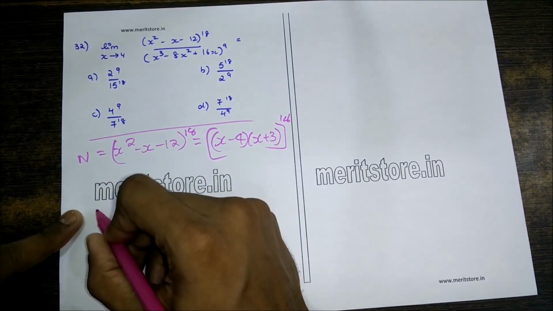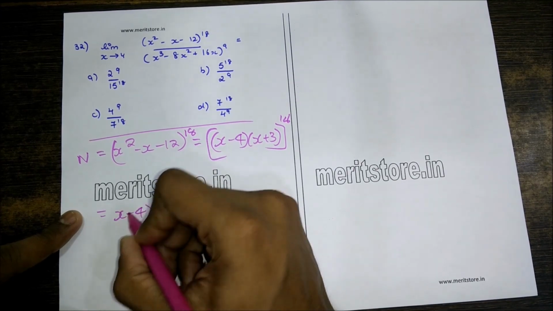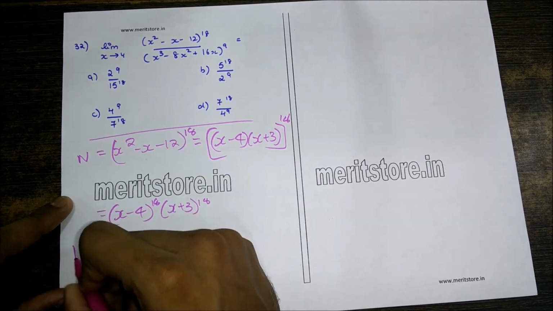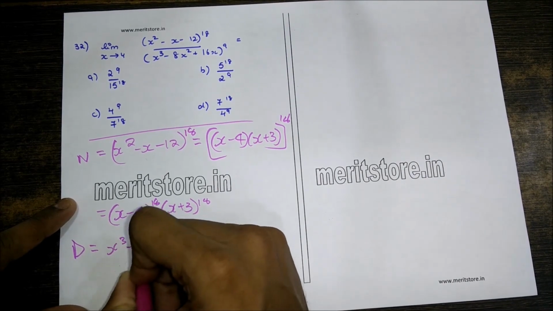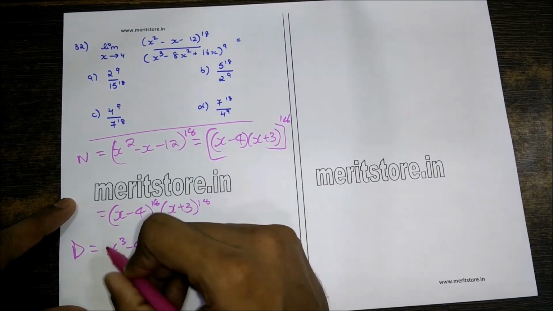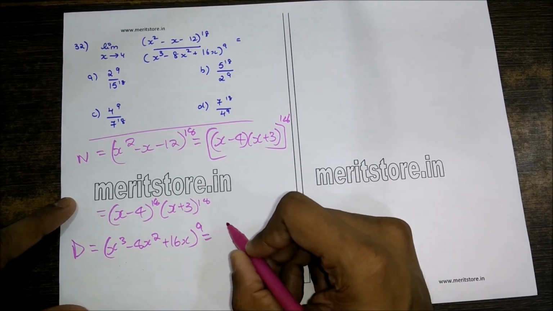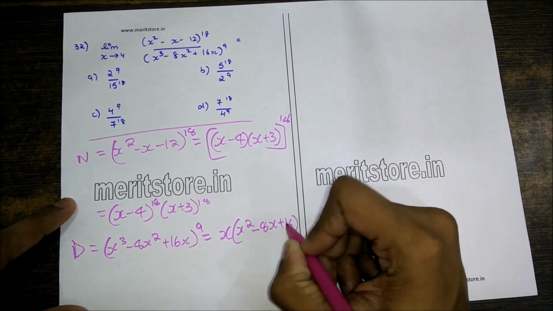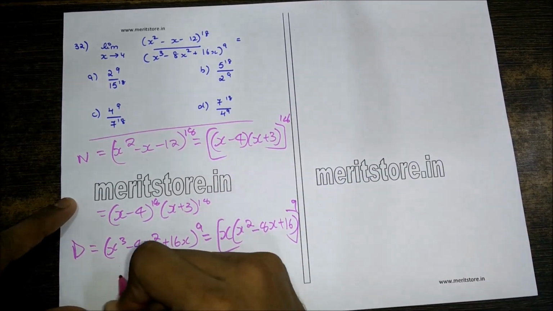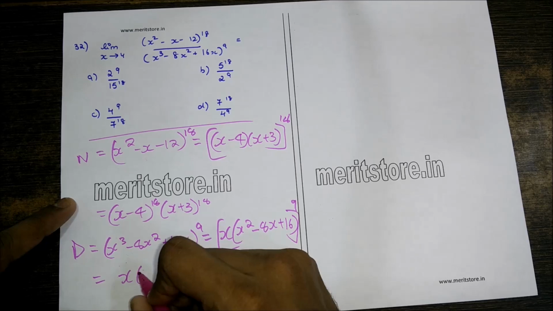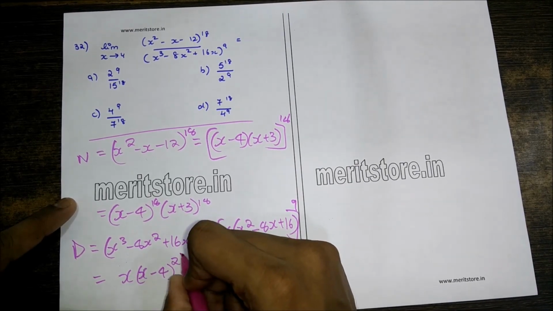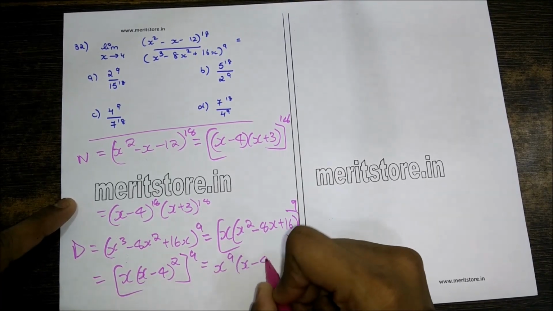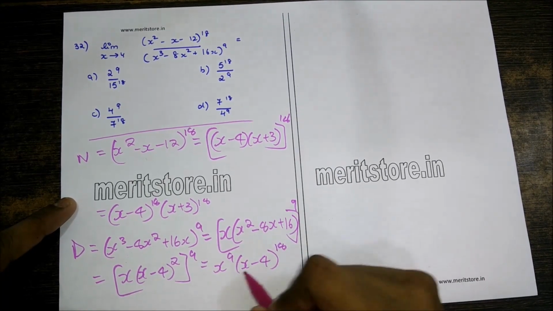Now solving this or separating it further, we have (x minus 4) raised to 18 and (x plus 3) raised to 18. And the denominator D could be written as (x cube minus 8x square plus 16x) raised to 9, which can be separated out and written as x into (x square minus 8x plus 16), the whole raised to 9. Now on separating it further, we have x into (x minus 4) the whole square raised to 9, which is x raised to 9 into (x minus 4) raised to 9 into 2, that is 18.